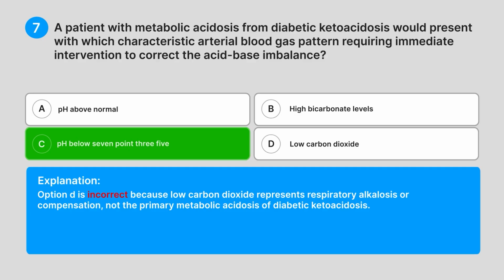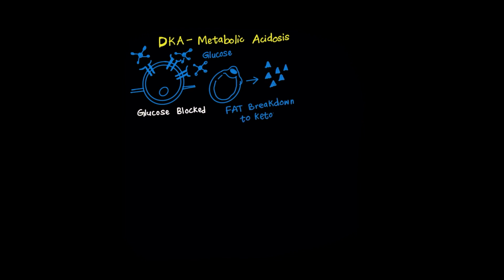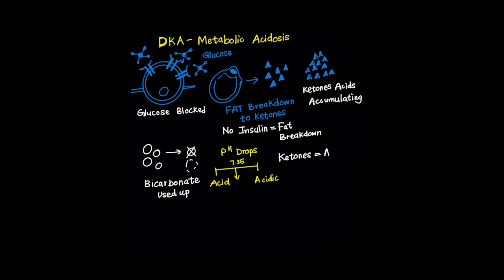To understand metabolic acidosis in DKA, let's examine what happens to arterial blood gases. In diabetic ketoacidosis, the body can't use glucose for energy due to insulin deficiency, so it breaks down fat instead. This fat breakdown produces ketones, which are acids that accumulate in the blood. As these acids build up, they consume the body's bicarbonate buffer system, causing the pH to drop below 7.35.